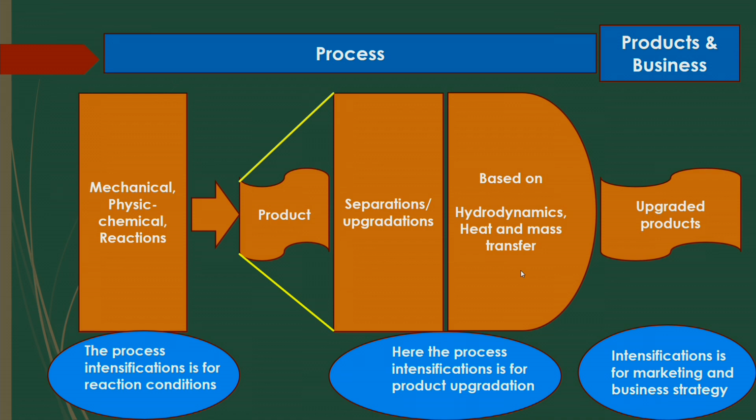And based on hydrodynamics, heat and mass transfer, that separation or upgradation depends on it, because whatever reactions or separation processes are being carried out in a particular reactor, column, or device, how this device is being operated, there are different variables that govern these processes, like separation efficiency or yield of the separations. Basically the main terms are mass transfer and heat transfer.